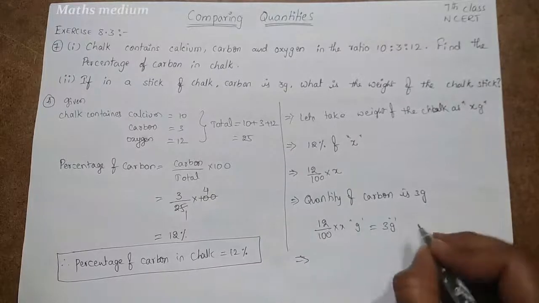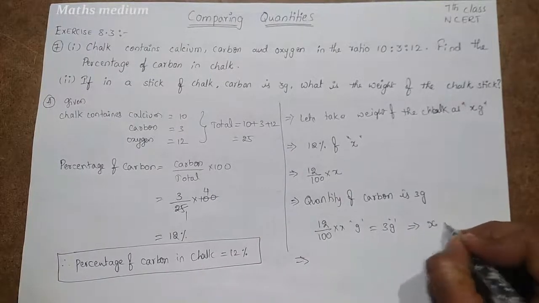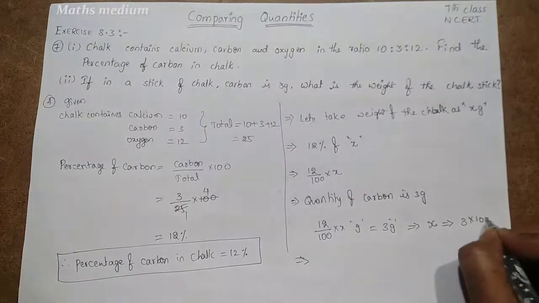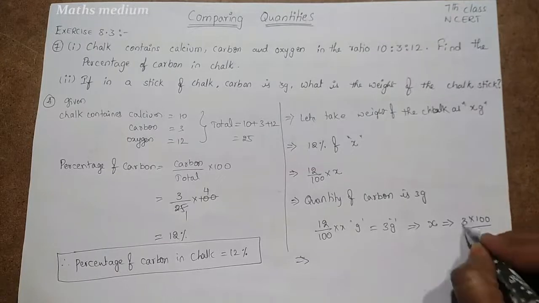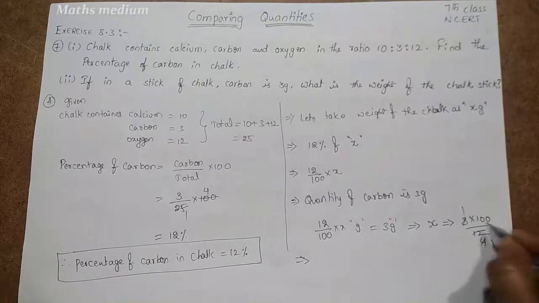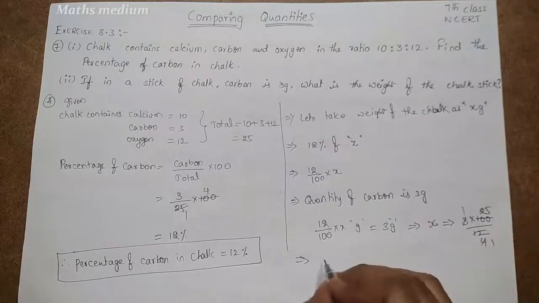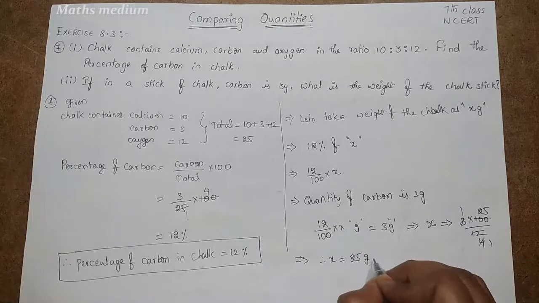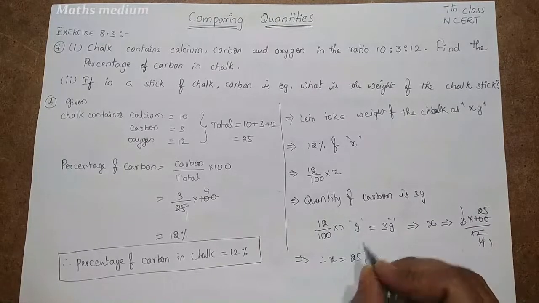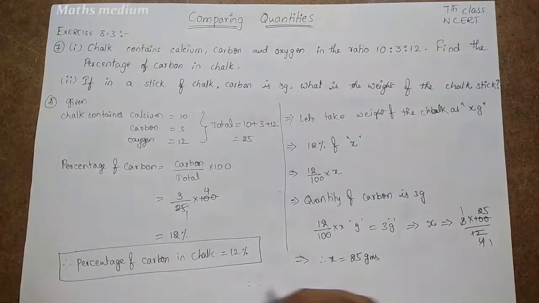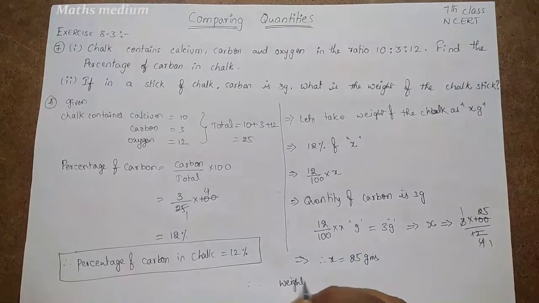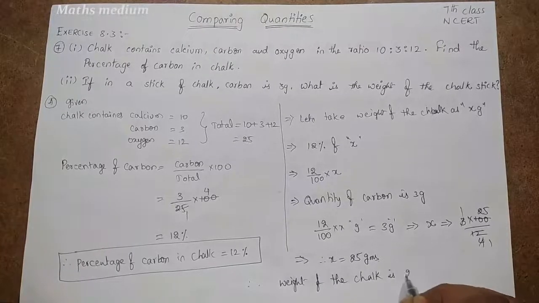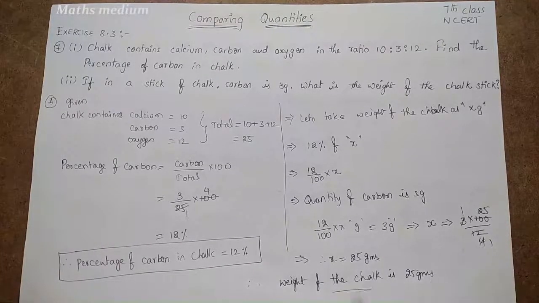Now in order to find x, we have to simplify this. So keep x in this place and interchange these values. 3 into 100 divided by 12. Now 3 fours are 12, 4 twenty-fives are 100. So therefore x is equal to 25 grams. Here x is what we have assumed as the weight of the chalk. Therefore weight of the chalk is 25 grams. So this is about this session.